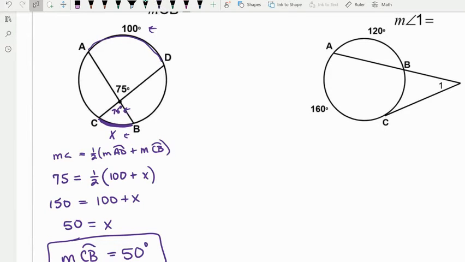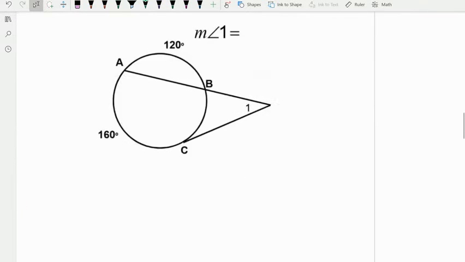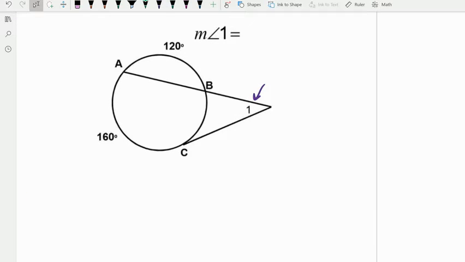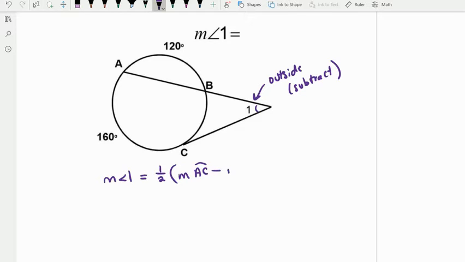All right, let's try the next one. Okay, this time, again, I noticed right away, this is an angle outside the circle. Since it's outside, that means I'm going to be subtracting, right? But I've got an angle formed by, this time, a secant and a tangent. We are looking for the measure of the angle this time. So if I want the measure of angle 1, that's going to be equal to 1/2. And then I want the big arc minus the small arc. So in this case, my big arc is AC minus my small arc, which is BC, right?